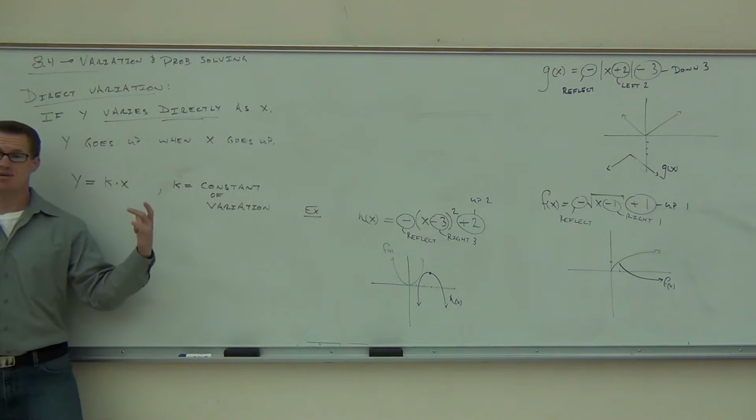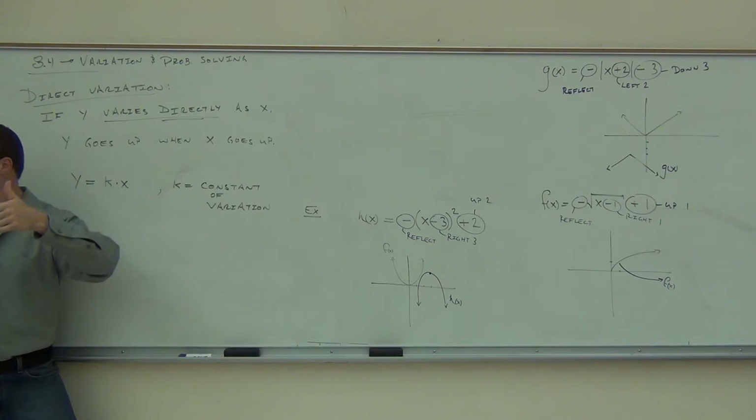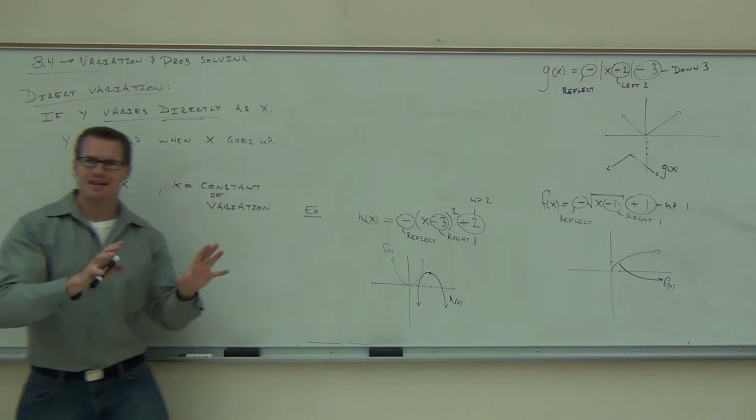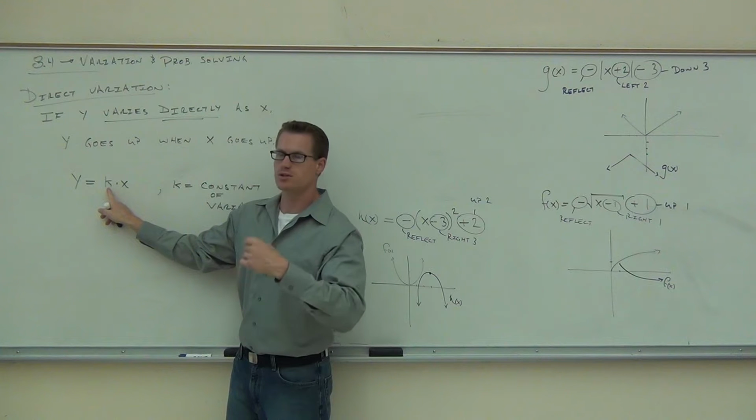If k stays the same and you start raising x, notice you're multiplying this number by x. If you start raising x up, y's got to go up. This would be exactly the case of an hourly employee. K is going to be the dollars per hour that you make.